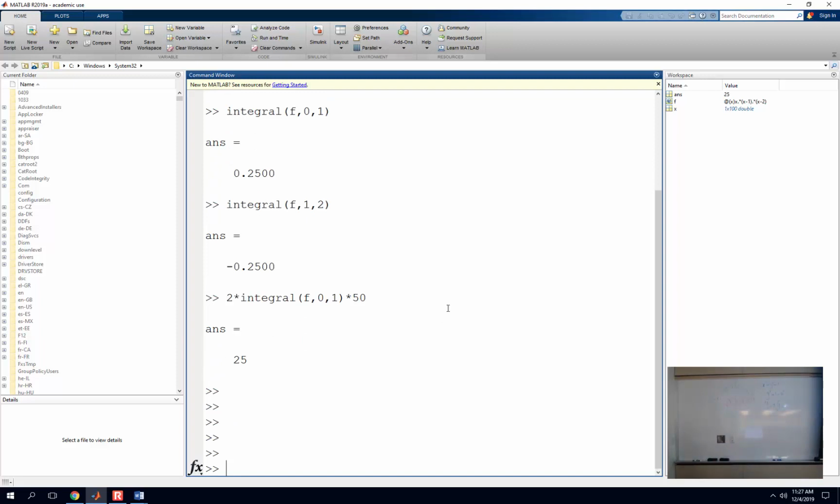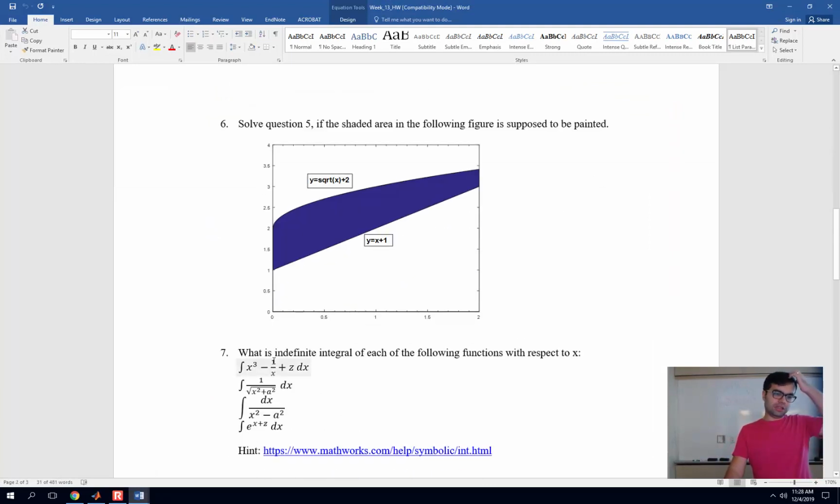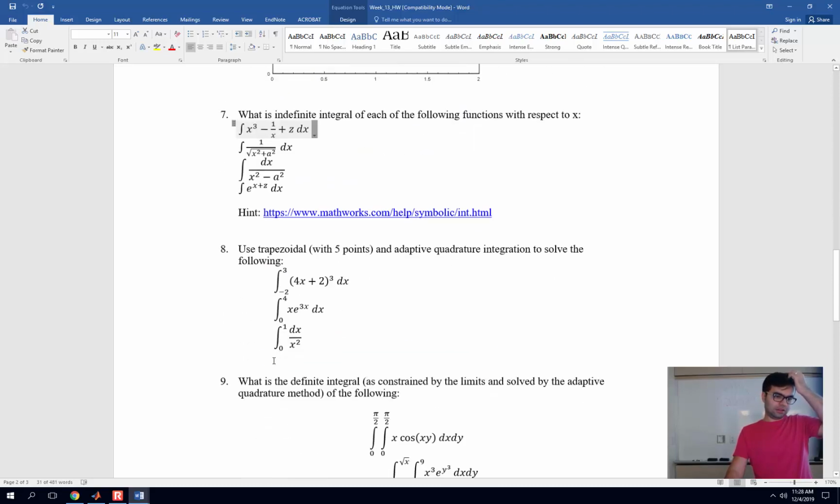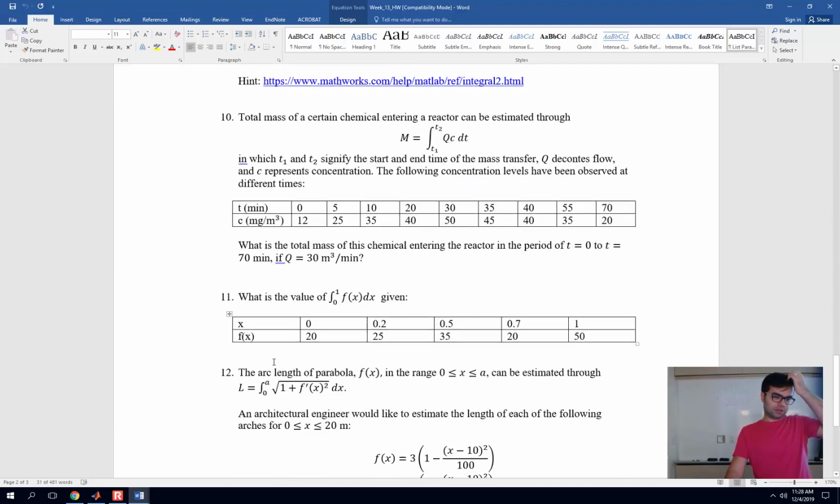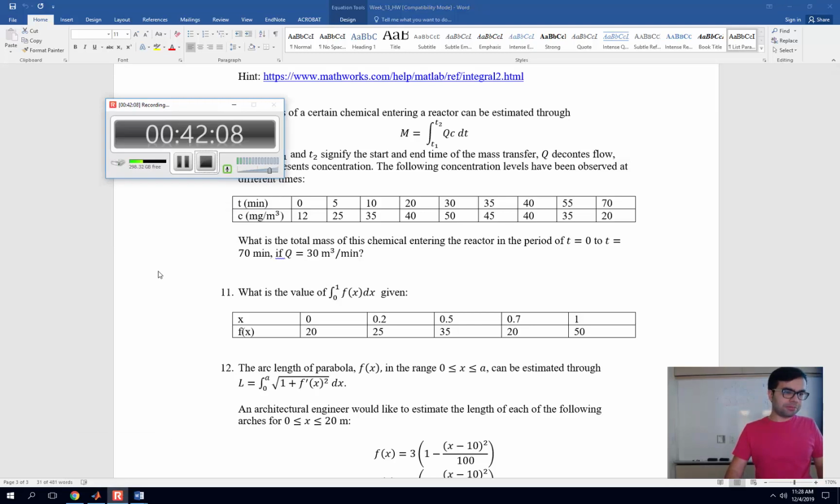Does it make sense to everyone? Yes. Let me stop this and then I'll come. As we move on, let's go to question 10. Let's do question 10, and then I'll give you a couple of minutes, and then we can do it together.